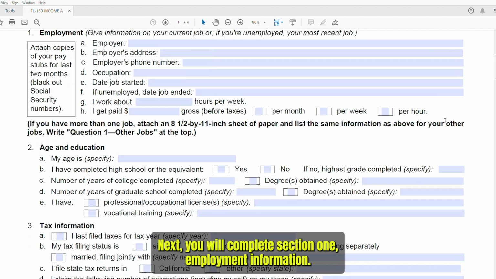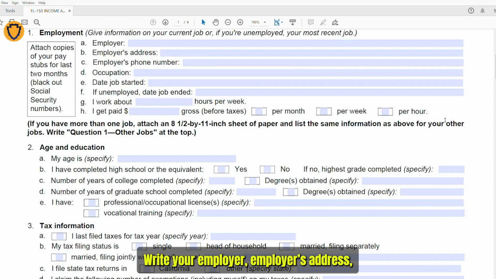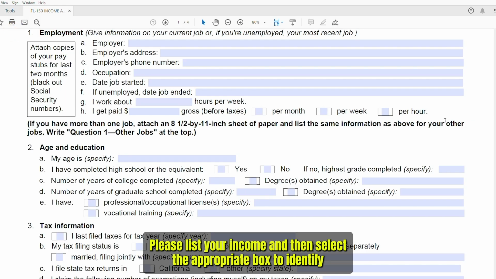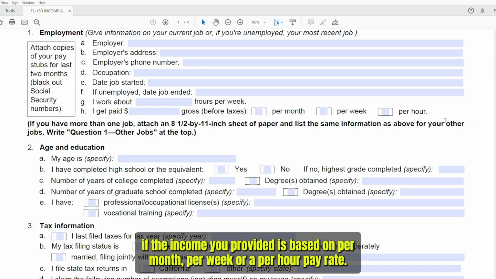Next, you will complete Section 1, Employment Information. Write your employer, employer's address, phone number, occupation, start date, typical hours, and your current gross income. Please list your income and then select the appropriate box to identify if the income you provided is based on per month, per week, or a per hour pay rate.